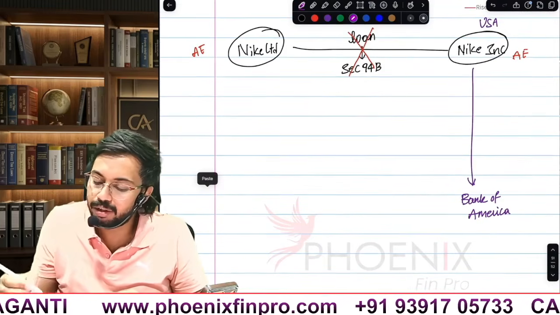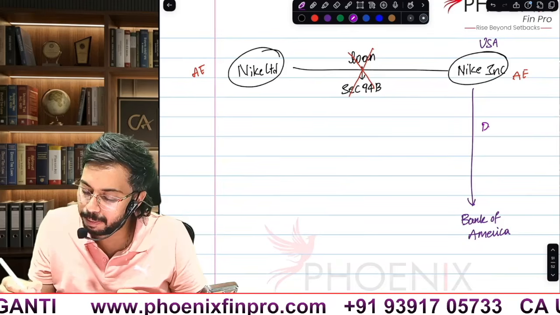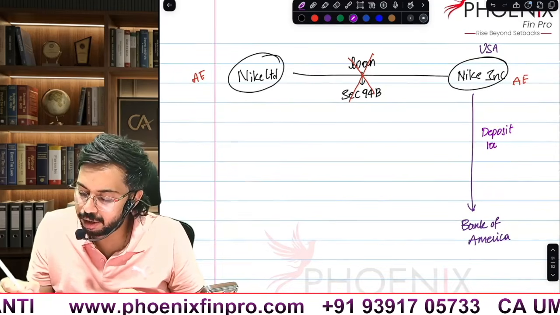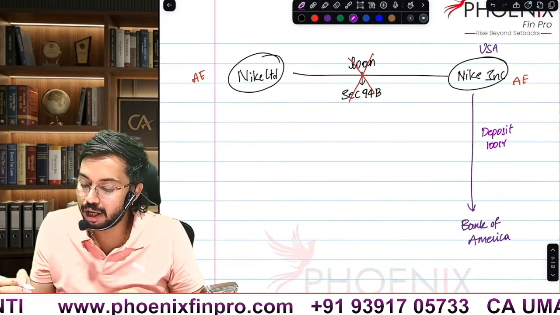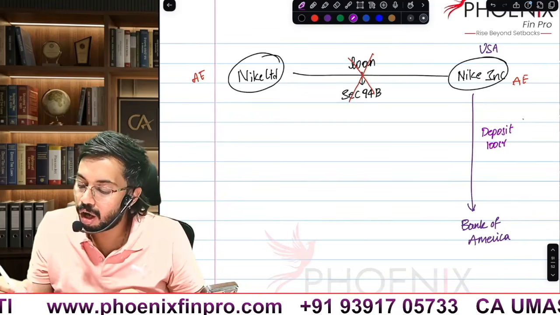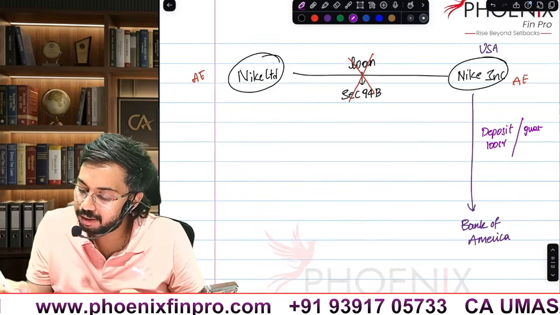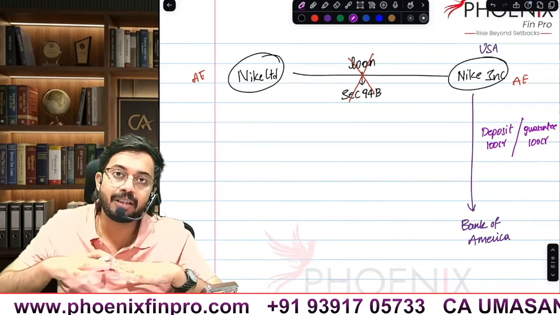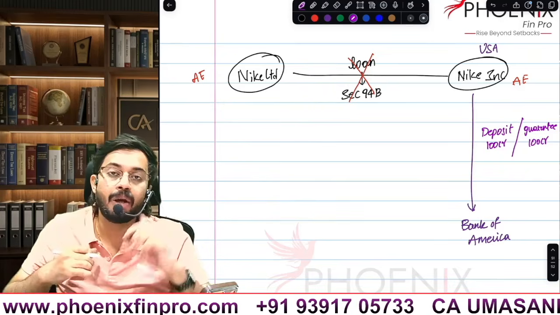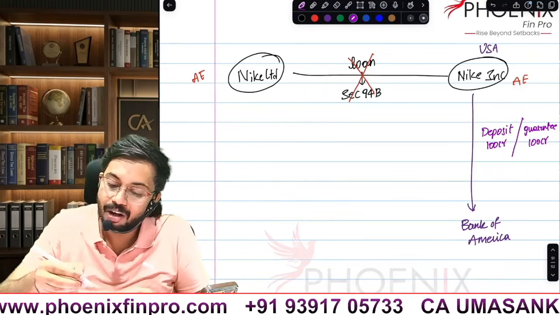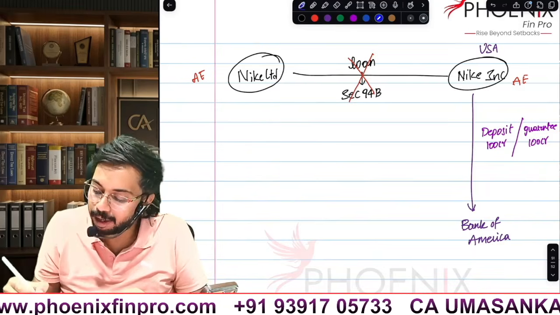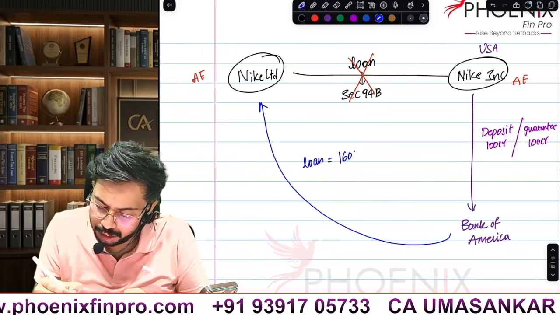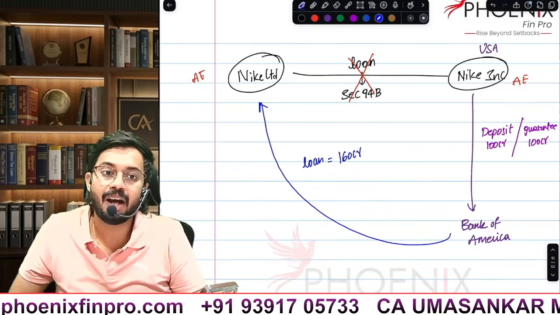What will Nike Inc. give? It will deposit 100 crores, or it will give a guarantee for 100 crores. Based on the deposit of 100 crores by Nike Inc., or based on the guarantee given by Nike Inc., what is Bank of America doing? Bank of America gave a loan of 160 crores to Nike Limited India. Are you able to understand?